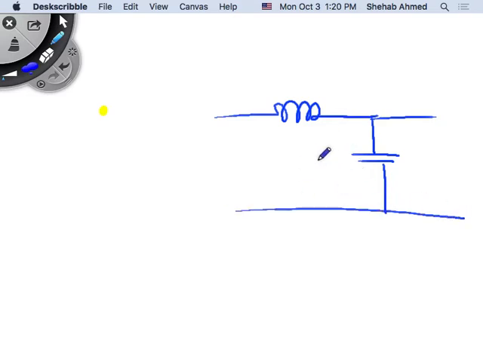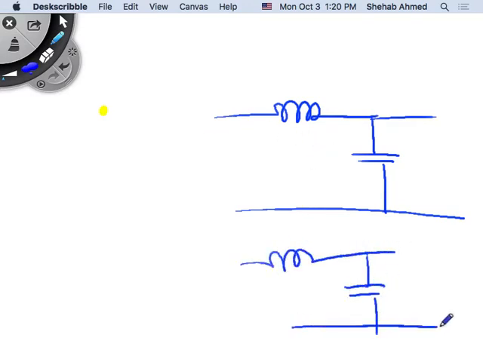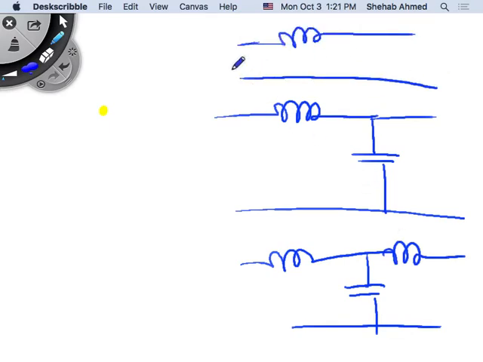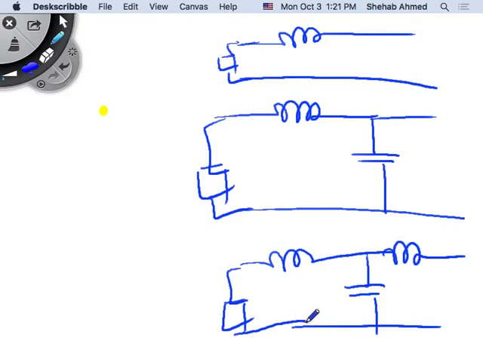Each phase would be connected through either L, LC, or LCL. There are a lot of papers about which you should use; these are three variations. So you can have your converter here, here, or here. The simplest form is just a simple L filter. Another form is an LC filter. Another form is an LCL filter.